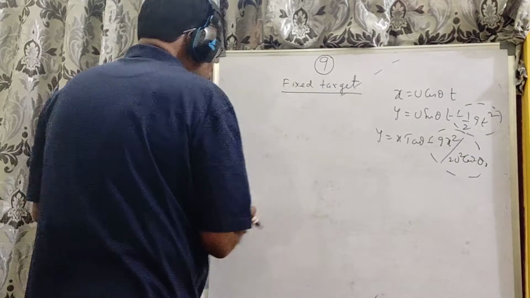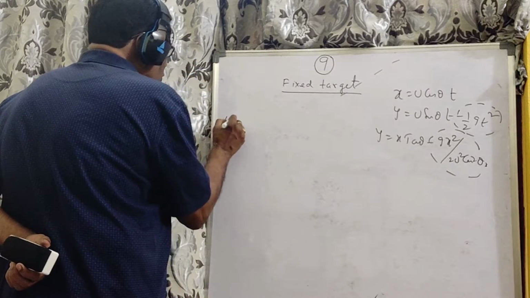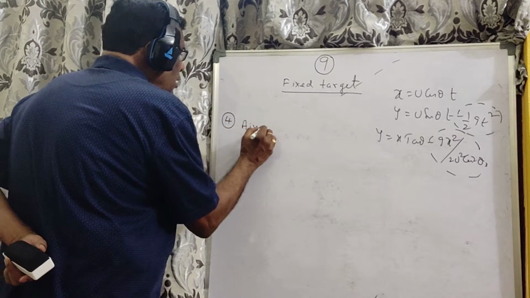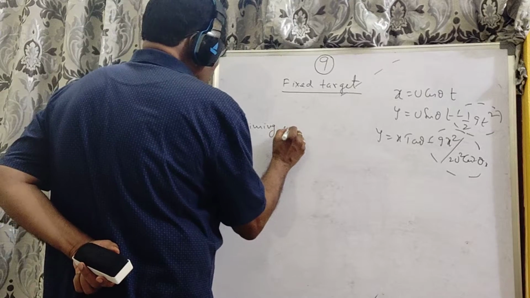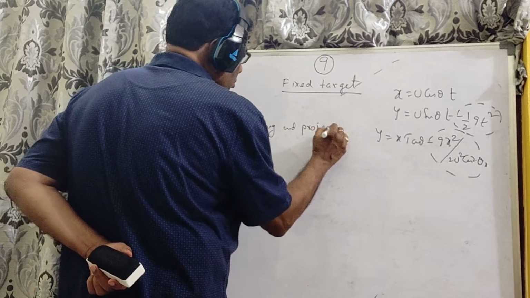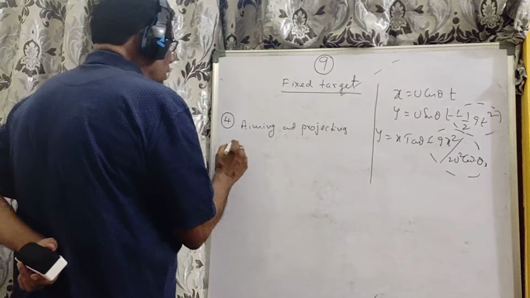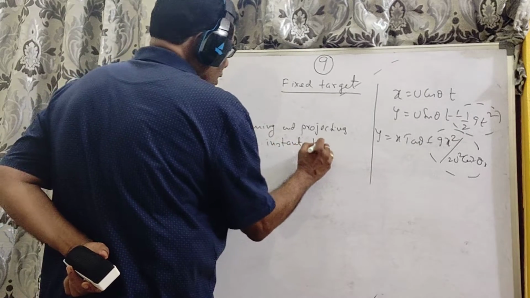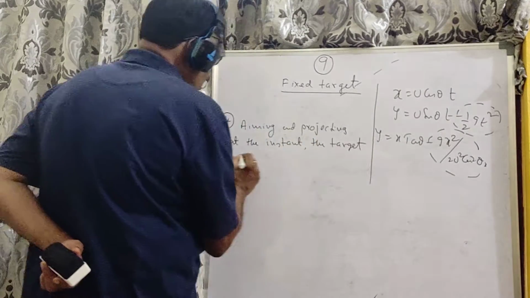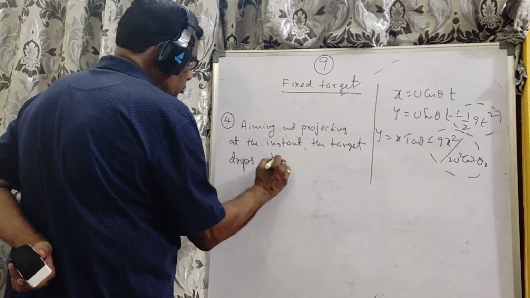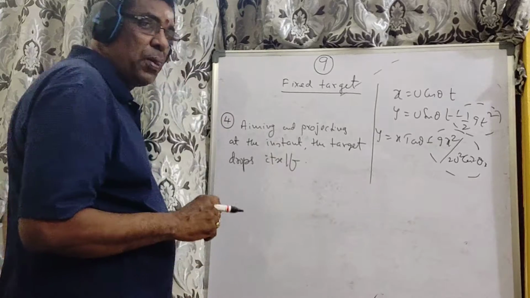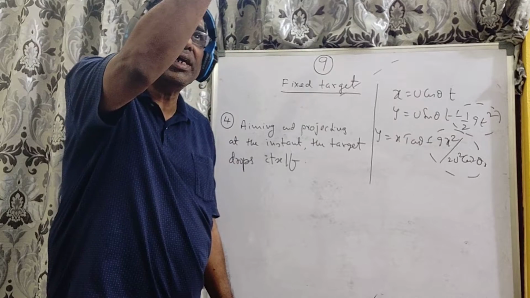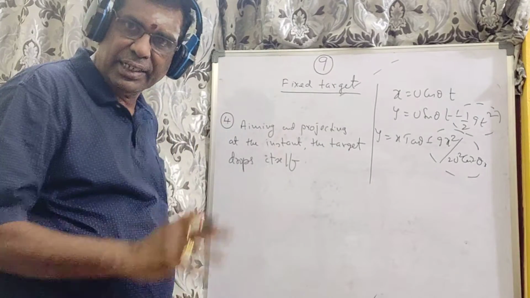Now the next point, the fourth point, is aiming and projecting at the instant the target drops itself. When you aim, that is straight line viewing, you project, and the target is allowed to drop. Will it hit the target?